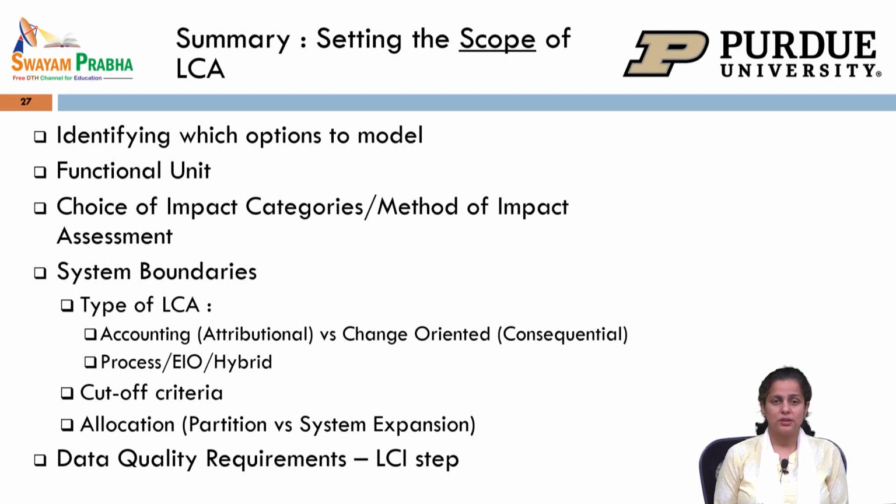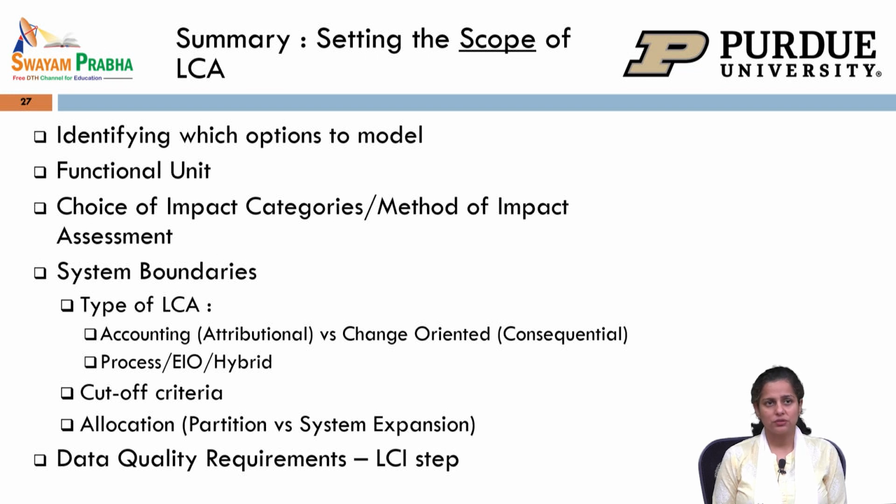This is where you really start thinking about what processes do you want to include in your LCA. We talked about the accounting versus change oriented. That tells whether you have to focus on only the foreground processes, background process, or you want to include all the processes such as an attributional LCA. Then we talked about the process, EIO and hybrid LCA. So, process is when we are focusing mostly on the most important processes, economic input output when we look at the whole economy, and hybrid LCA is a combination of both.